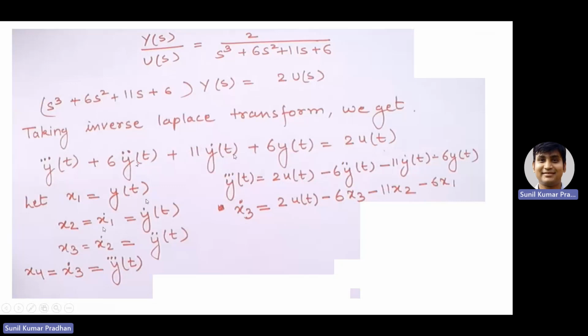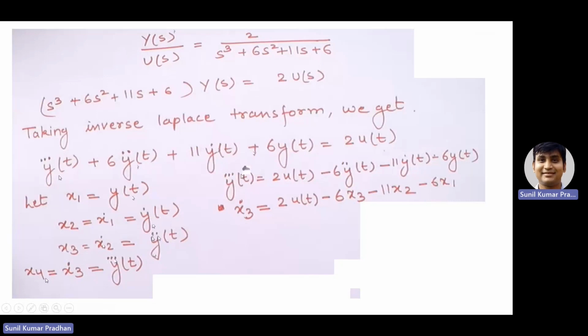Now here you have to take the approximation. Let x1 equal y(t). So x2 will be x1 dot, that is nothing but y dot t, and x3 is equal to x2 dot, that is y double dot t, and x4 is equal to x3 dot, equal to y triple dot t. So one dot means single differentiation, double dot means second-order differentiation, and triple dot means third-order differentiation.